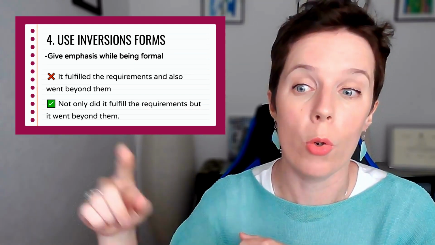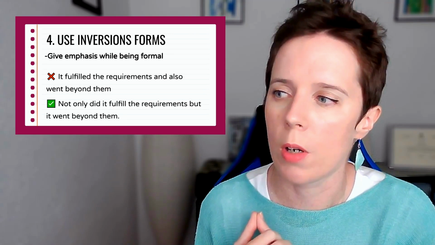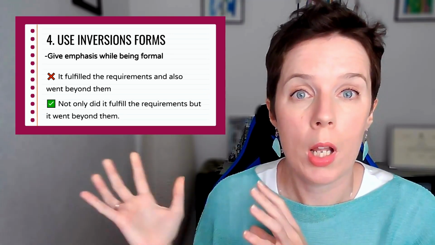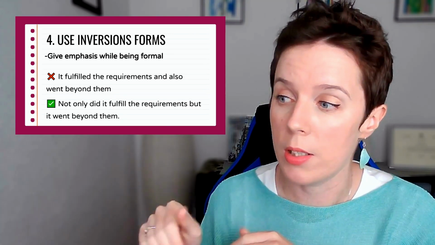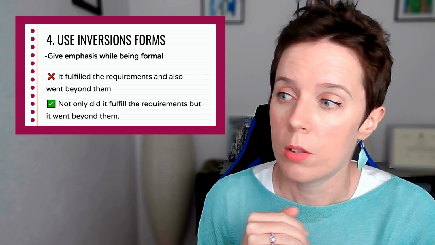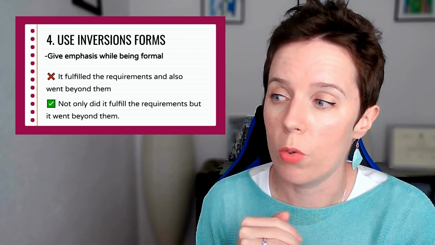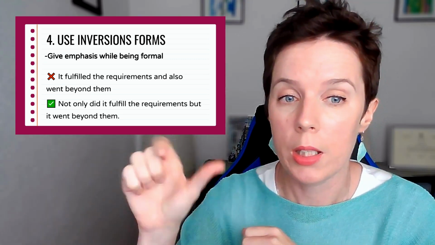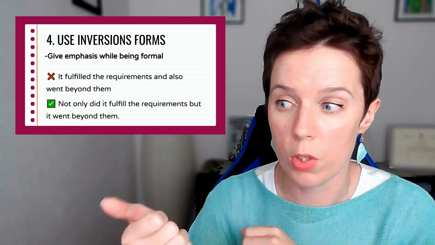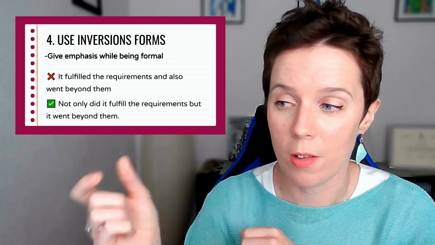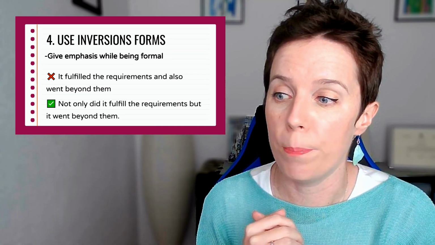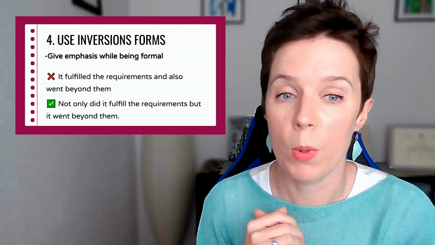You could also say, but it also went beyond them as well. That would be correct. Okay, so again, just slightly more formal if you compare these sentences. So instead of it and also, we've got not only, the inversion, where you invert your subject and auxiliary, and then the rest of your sentence. Just a bit more formal.